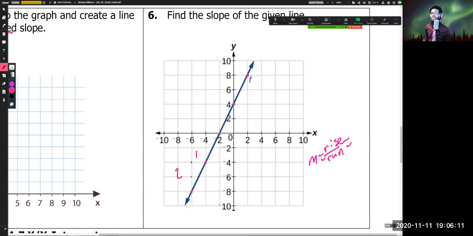And that's going to be 2 over 1. And we're not just going to leave it as 2 over 1. We're going to reduce. We're going to simplify. Simplify and reduce mean the same thing when we're talking about fractions. And that's just going to be 2.